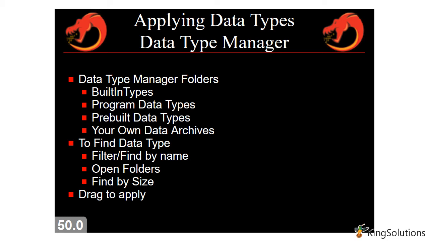Alternatively, they can be stored in the current project, project archive, and be shared by all programs in the current project. To find the data types you are looking for, you can use the filter or simply open the folder using the pull-down menu to find by size or name. To apply data, click on the data type and drag it to a single address, a selection, or parameter.